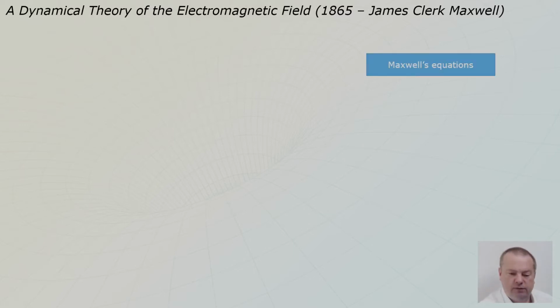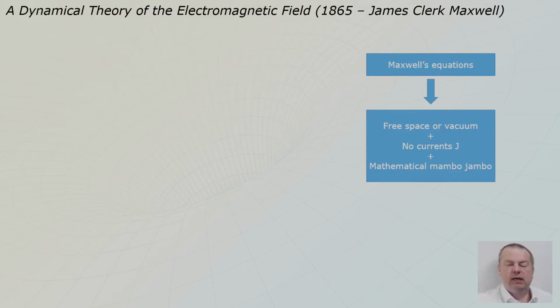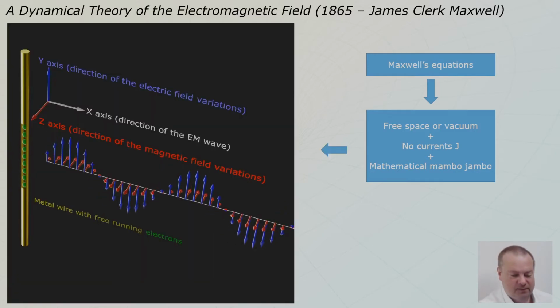He took his equations and made several assumptions, like: let's look at what happens in free space, or in vacuum, with the electric and magnetic fields. Let's say there are no currents in the space around the metal wire where the electrons go up and down, and do a whole bunch of math. And what came out of it? I made an animation. I'm really proud of it, but you can be the judge. But here it is.